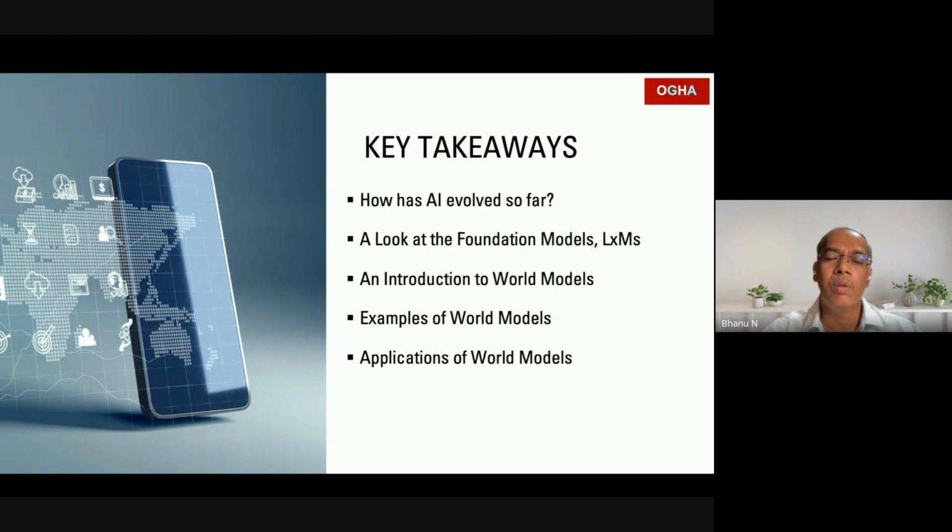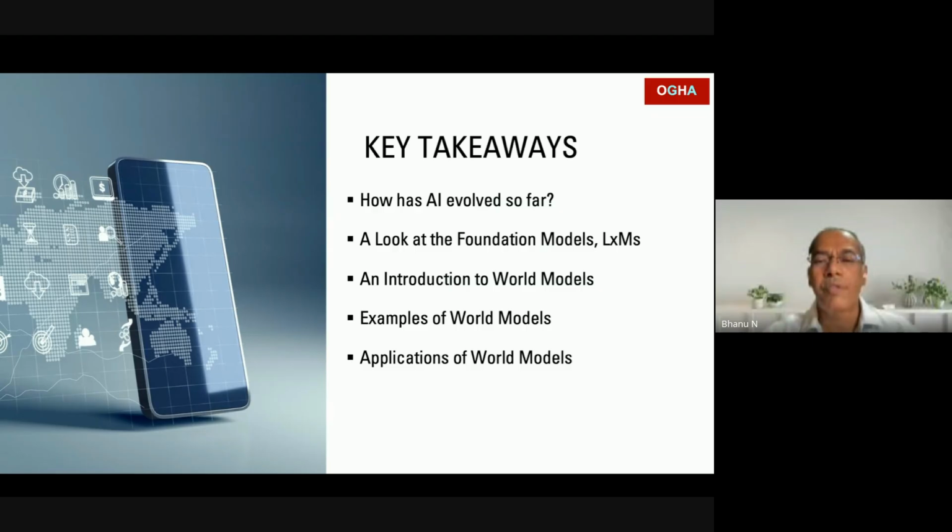That should give us a nice sequence into the world models, what they are. We'll introduce the world models in terms of how they are different from the foundation models. Basically, there are foundation models as well for world models, so it's probably not correct to say foundation models are different from world models. Different people call them world foundation models or foundation world models. We'll use the term world models, and for the erstwhile or current technology, mostly LxMs.